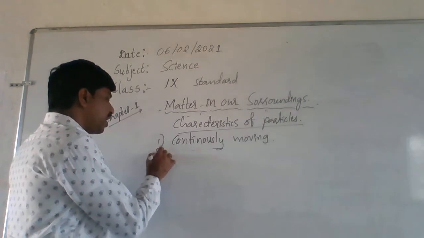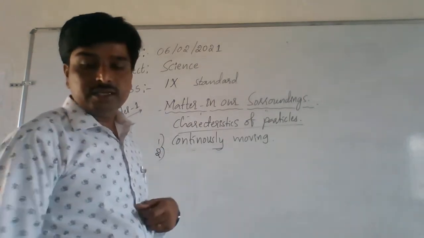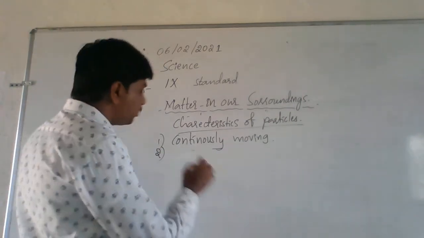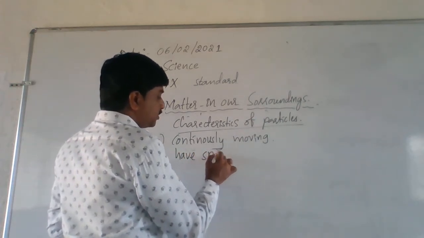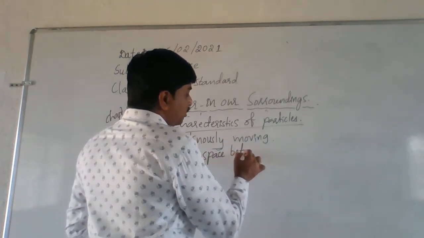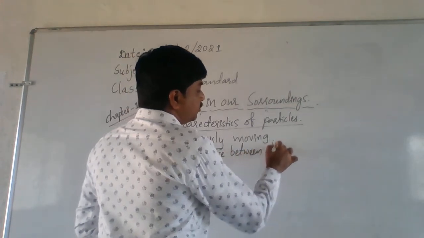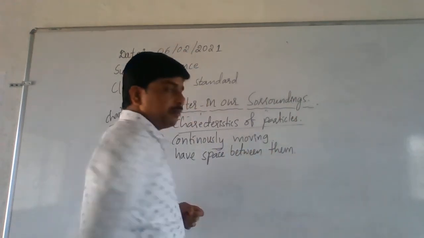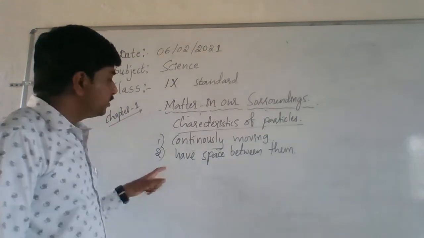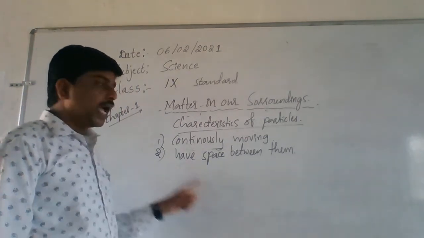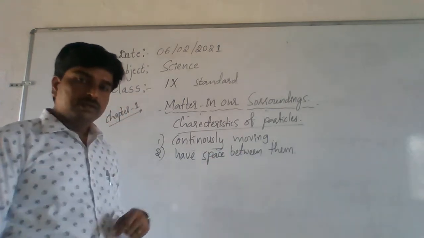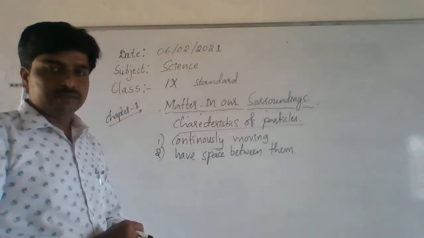We come to the second characteristic. The second characteristic is that they have space between them. This is the second main characteristic of the particles of a matter. What is that? They have space between them.